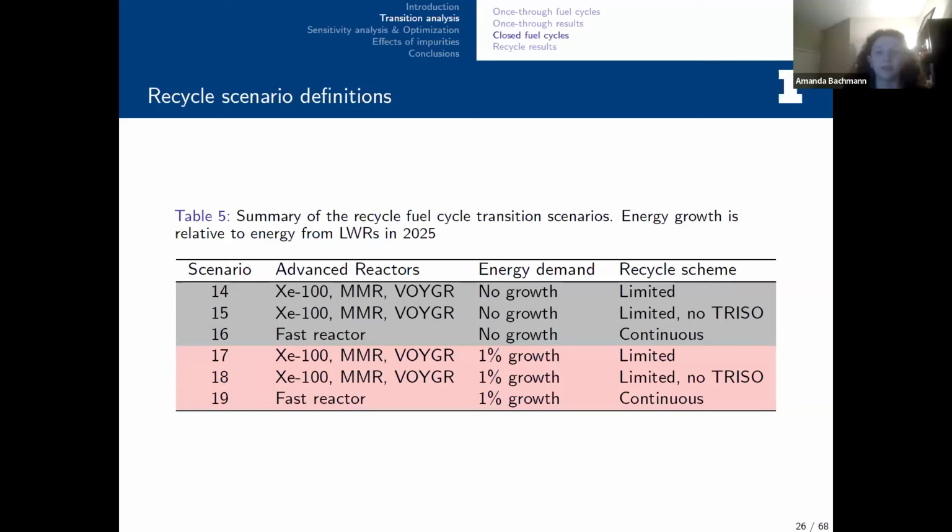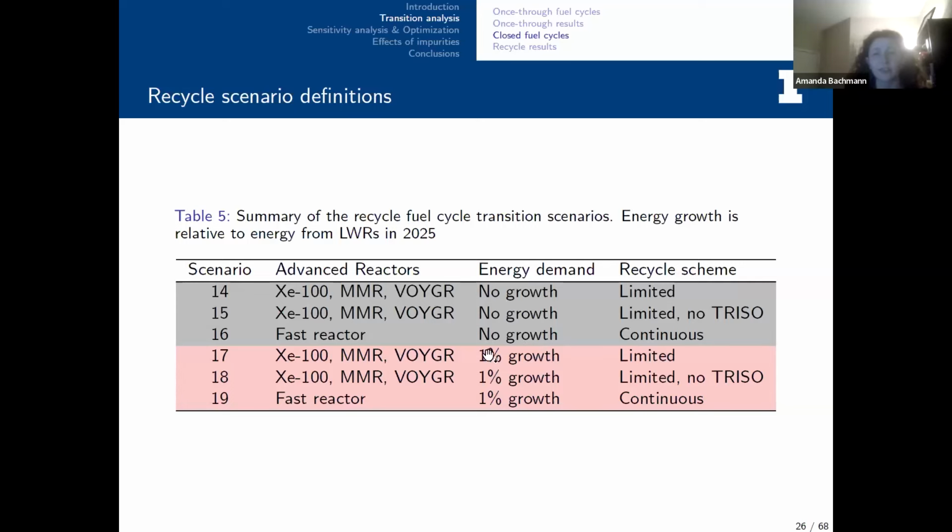And so I did a scenario of if we can reprocess all of the advanced reactor fuel, and then also a scenario of if we can only reprocess the fuel from the Voyager reactor, because the XU100 and the MMR both utilize TRISO fuel kernels, and TRISO fuel is very hard to reprocess. So I wanted to kind of capture that within my modeling of how much that affects the results.